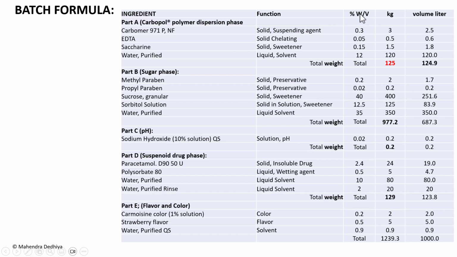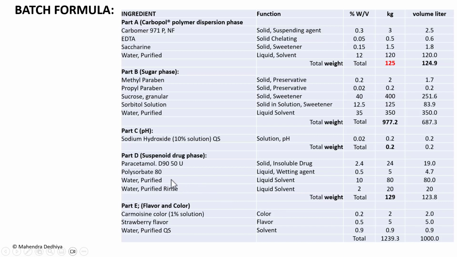Let's look at percent weight to volume. This is how most of the formulas are written. For example, 0.3% weight to volume means 3 kilos of carbomer in 1,000 liter of the product. Similarly, sucrose is 40% weight to volume. That means 400 kilos in 1,000 liter.